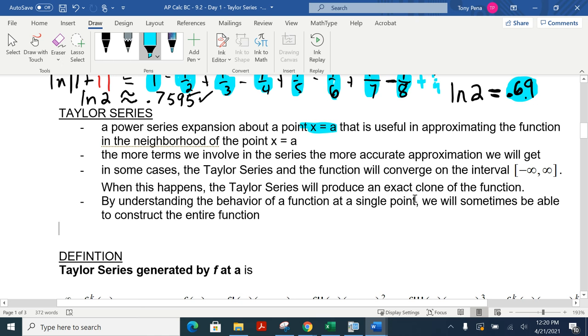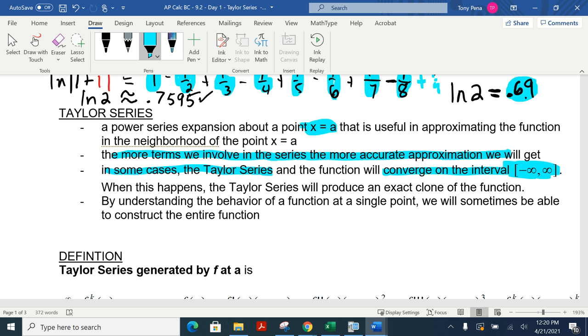So it's a power series expansion about a point x equals a. So that's where you're centered at. Like we just talked about, the more terms we involve in our series or our polynomial, the more accurate the approximation we'll get. And then it says in some cases, the Taylor series will converge over the interval of negative infinity to infinity.